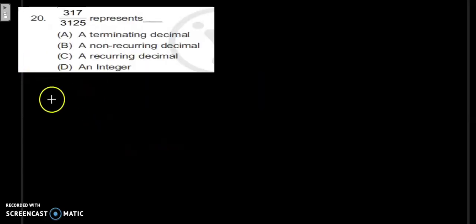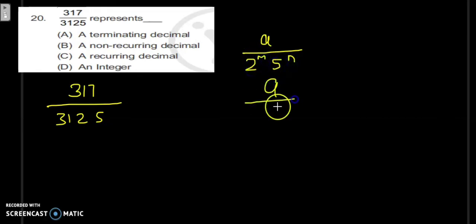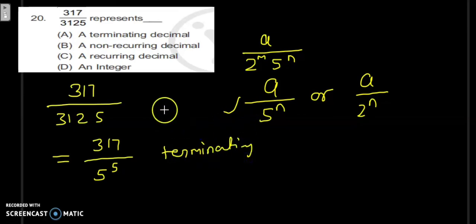Last question of this paper, 317 upon 3125 is terminating, non-terminating, recurring, or this. For this we have the simple rule: any number a upon 2 power m 5 power n, or a upon only 5 power n, or a upon only 2 power n, then the numbers are terminating. If you observe or if you remember, 3125 is 5 power 5. That means yes, this is a terminating decimal number. So option A is your correct answer.